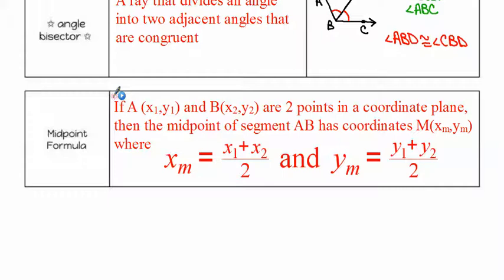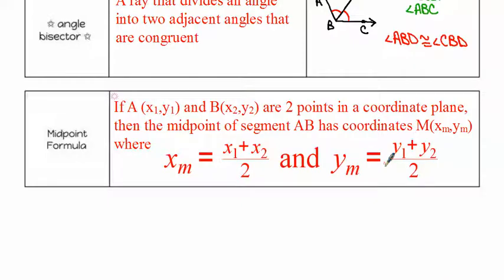If A, point x1, y1, and B, x2, y2, are 2 points in a coordinate plane, then the midpoint of segment AB has coordinate M, remember we use M to denote our midpoint, of x sub m, y sub m, where x sub m equals x sub 1 plus x sub 2 all divided by 2, and y sub m equals y sub 1 plus y sub 2 all divided by 2.